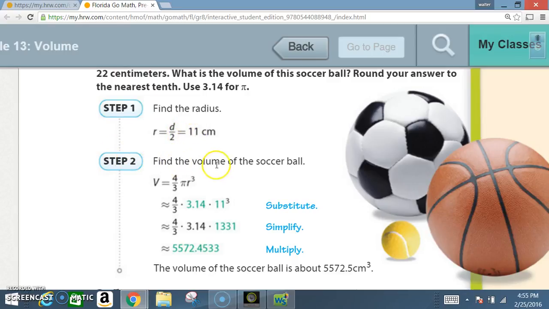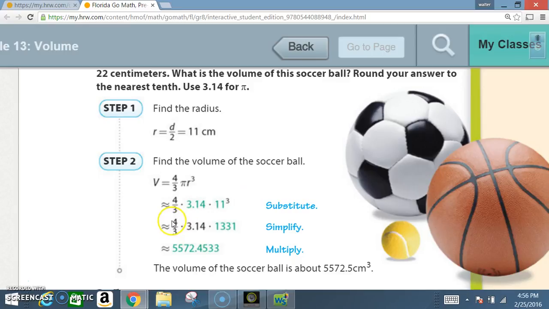Step 2. Find the volume of the soccer ball. Volume is equal to 4/3 times pi times r to the third power. Pi, once again, they told us was 3.14, and the radius we figured out was 11. So now I have 4/3 times 3.14, and what is 11 to the third power? That's 1,331. Once again, 11 to the third power means 11 times 11 times 11.